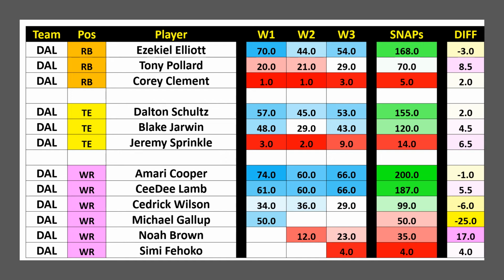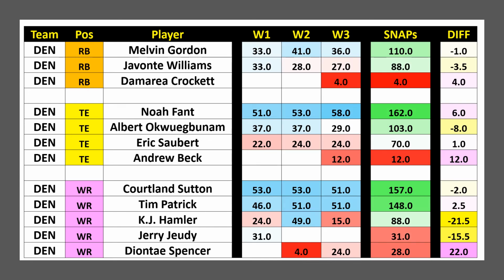Elliott's gone down a little, nothing. Pollard's gone up a little bit. Schultz outsnapped Jarwin. Of course, he got 2 touchdowns, so that's good. Lamb and Cooper. Wilson's replacing Gallup, and then Noah Brown slipped in, so it seems that Dallas doesn't have confidence in Wilson, or because they brought Brown in. Gordon dropped a little bit. Javonte Williams, folks, this is not good. If you draft him to be the number 1, he is not the number 1 yet.